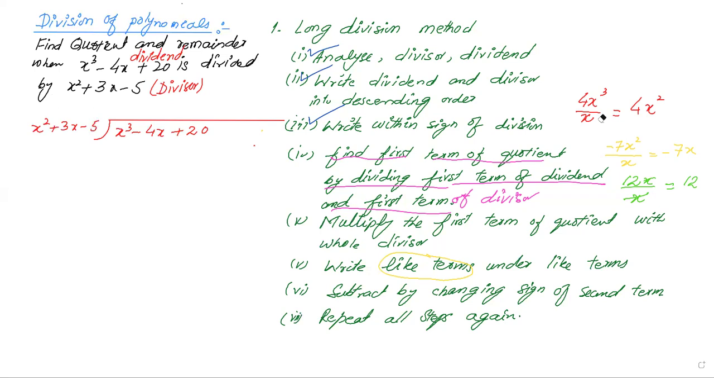Now I have to apply the same steps because the question is to find the remainder and the quotient. I will take the first term, which is x cubed. The first term of the divisor is x square. On the rough side, you have to divide x cubed by x square. According to the law of exponents, you have to subtract the powers. It becomes simply x. You have to write x over here.